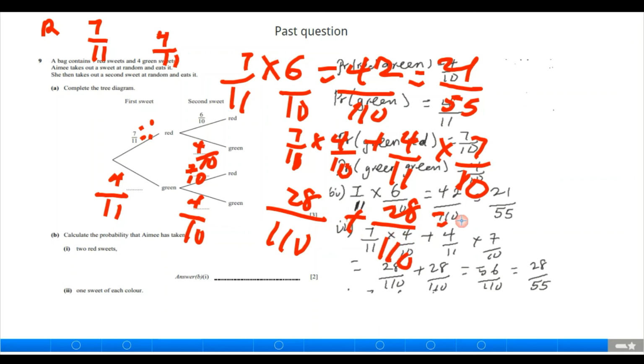28 plus 28 will give us what? Will give us 56/110, because we have the common denominator. Okay, so let's divide this by 2. If we divide 56 by 2, we have 28. Divide 110 by 2, we have 55. And that gives us the solution to this problem.